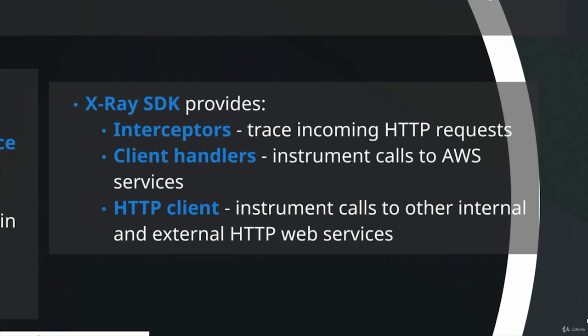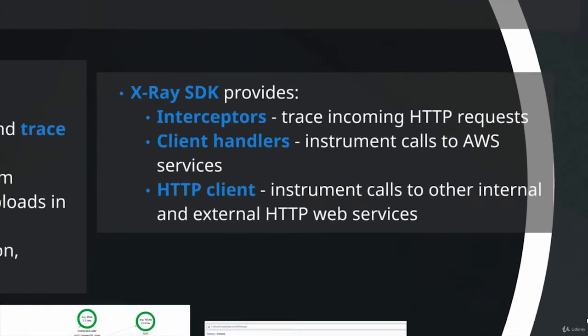Now, the X-Ray software development kit provides interceptors that can trace HTTP requests to your application. It will have client handlers, and that will allow you to monitor calls to AWS services, for example, calls to Amazon S3 by your application. And there will also be an HTTP client that can monitor calls to other internal or even external HTTP web services. So the combination of that will provide a very fine-grained and detailed analysis of the performance of your application.